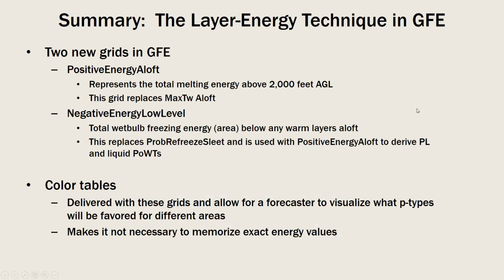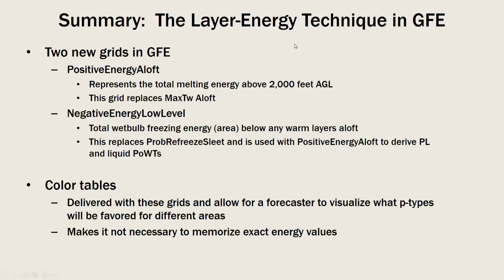All right, so then the summary here. Positive energy aloft and negative energy low level. Those are going to be your 2 grids that are going to be new to you. Positive energy aloft is going to replace the maximum temp aloft or maximum wet bulb temp aloft. And you can think of it as representing the total melting energy above 2,000 feet AGL. Negative energy low level is going to be your total wet bulb freezing energy that's going to be below any warm layers aloft. Again, remember, if you're seeing zeros in there, it means you don't have cold air beneath a warm layer aloft. So in a snow situation where the whole sounding is below freezing, you're not going to see negative energy. It's going to show up as 0.